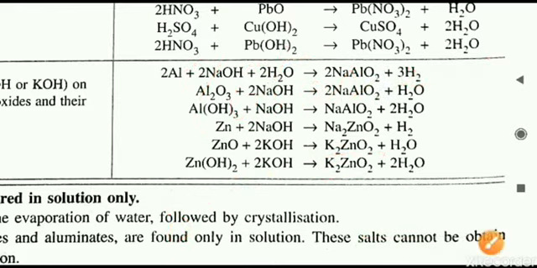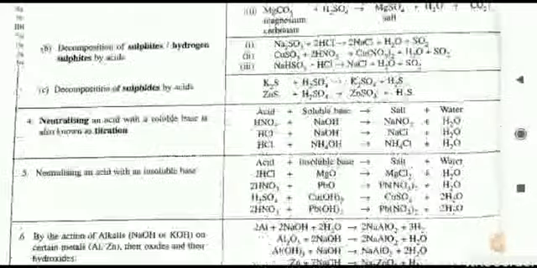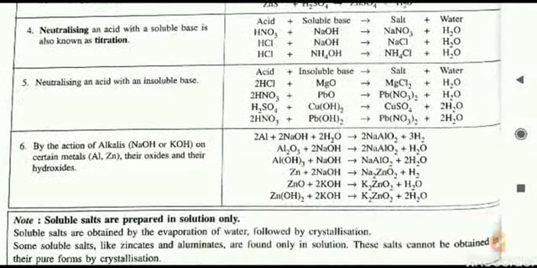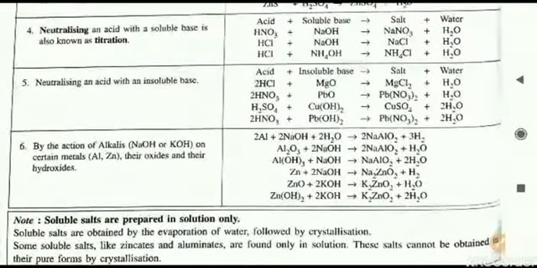So this is all about the different methods of preparing the soluble salts. We have seen different methods: direct combination, displacement reaction, decomposition of different types, and neutralization reaction of two types. With the soluble base it is titration, with the insoluble base it is called neutralization only, and the last one, action of alkalis on the metal oxides and metal hydroxides. So that is all for soluble salts.